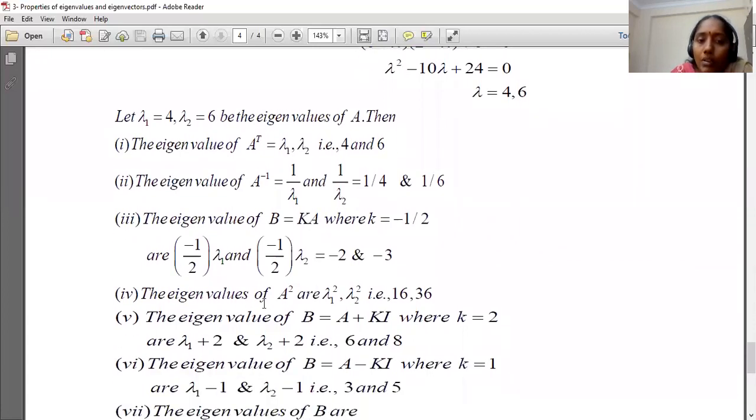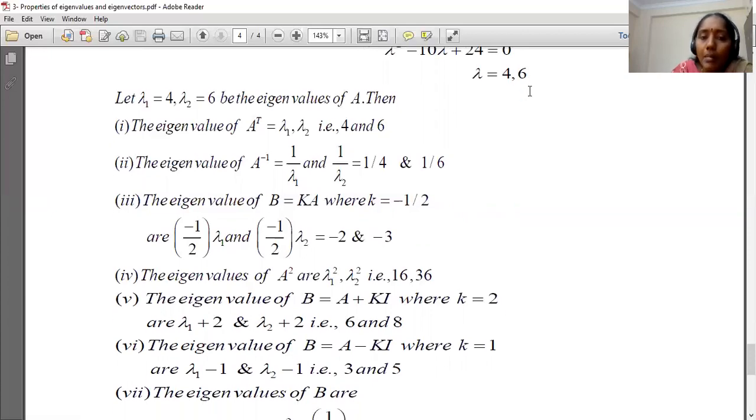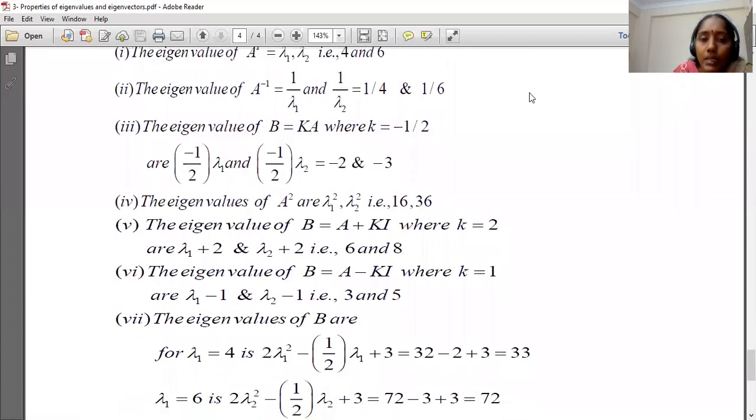The eigenvalues of A square are lambda 1 square, lambda 2 square. Here eigenvalues of A are 4, 6, so 4 square, 6 square are the eigenvalues of A square. Eigenvalues of B equal to A plus kI, where k is equal to 2. That means A plus 2I eigenvalues: lambda 1 plus 2, lambda 2 plus 2. That is 4 plus 2, 6 plus 2. That is 6, 8 are the eigenvalues of B.